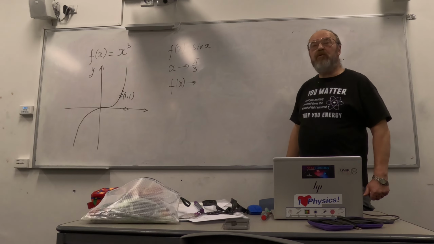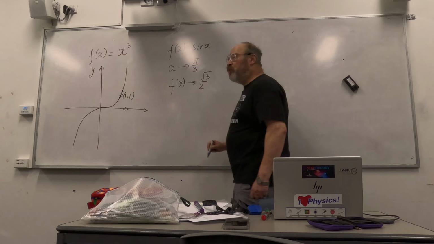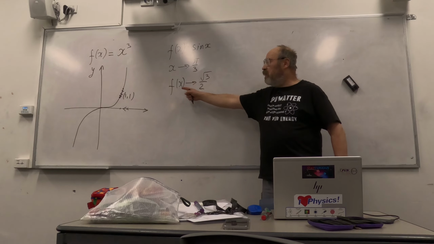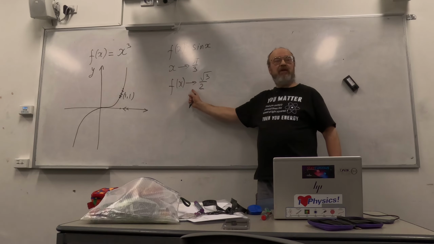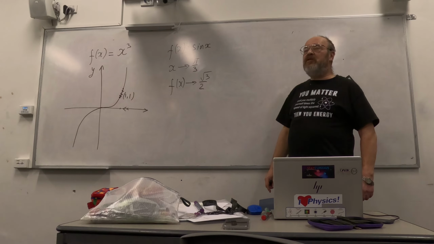Will be approaching root 3 on 2. Just exactly. This is just the thing. When we come in on the sine graph, closer and closer, x coming to pi on 3, y coming closer and closer to root 3. Okay. So what is the limit?